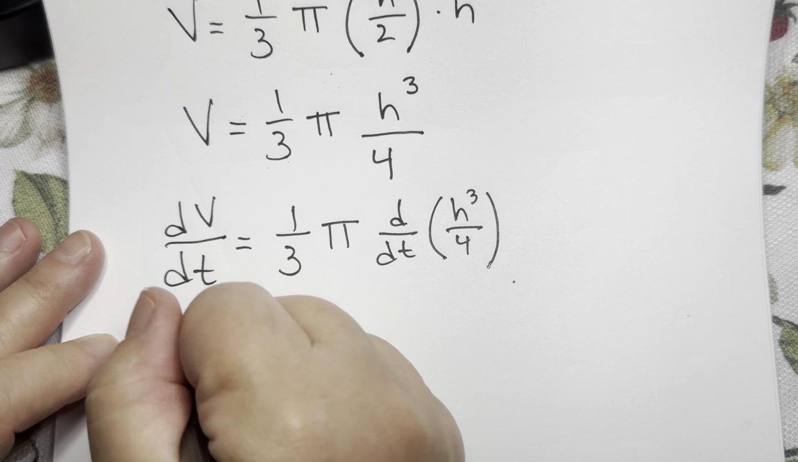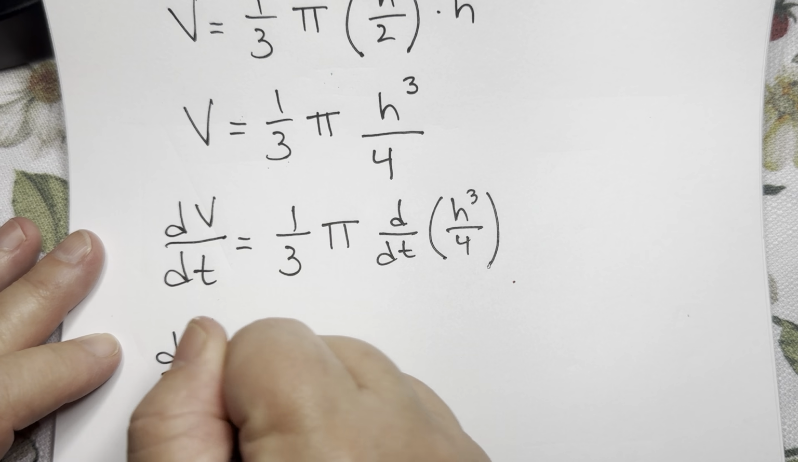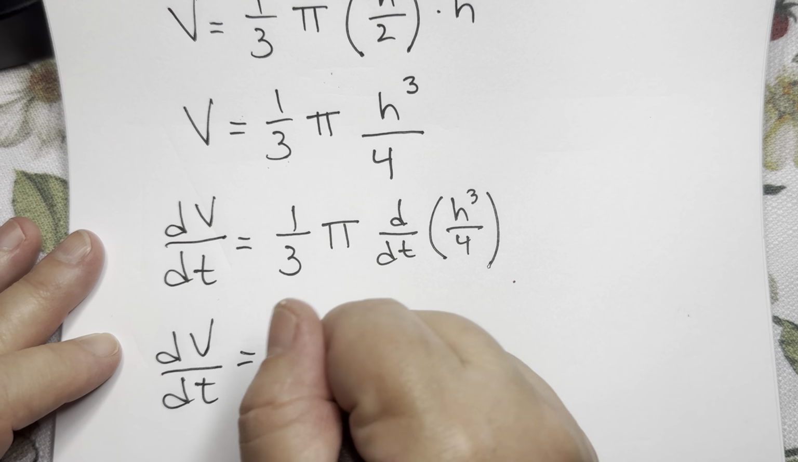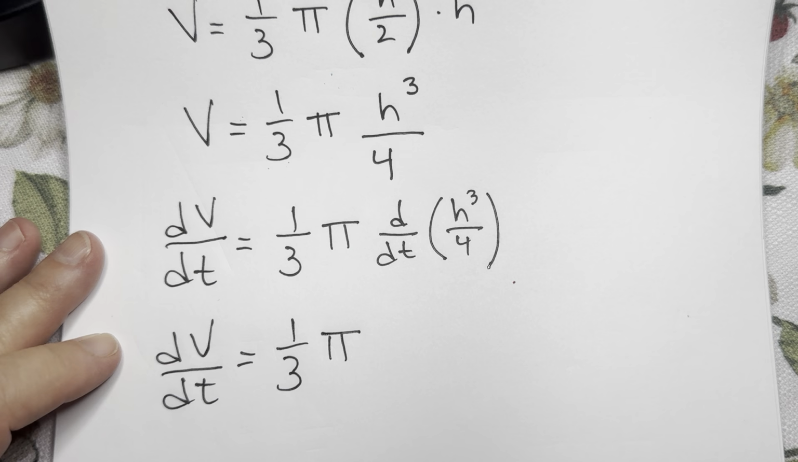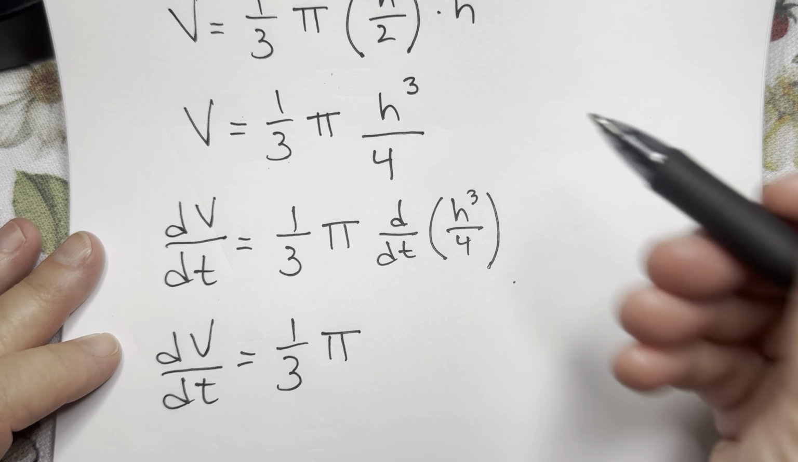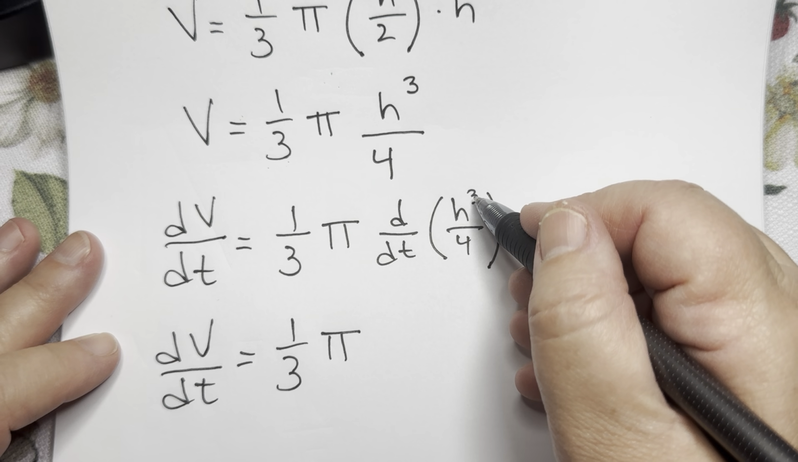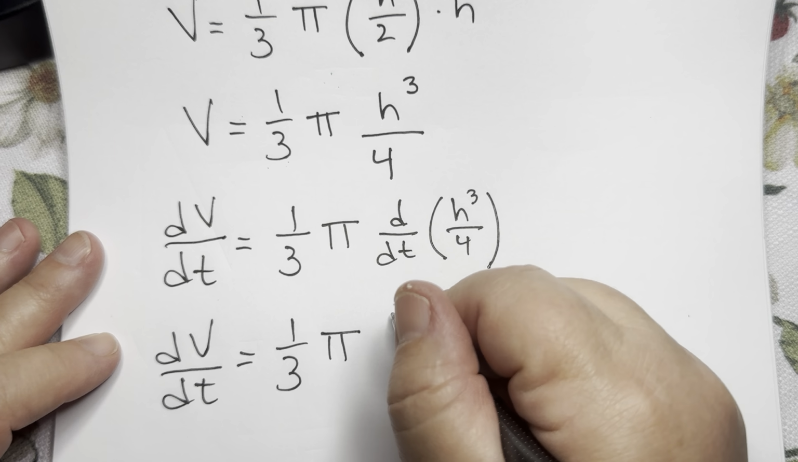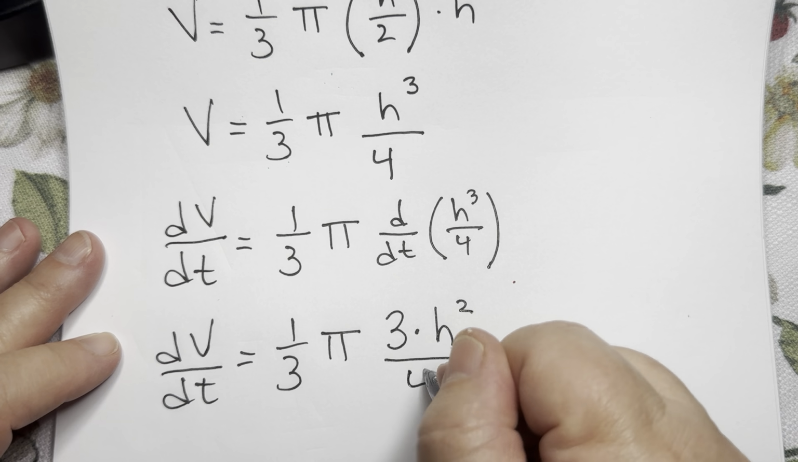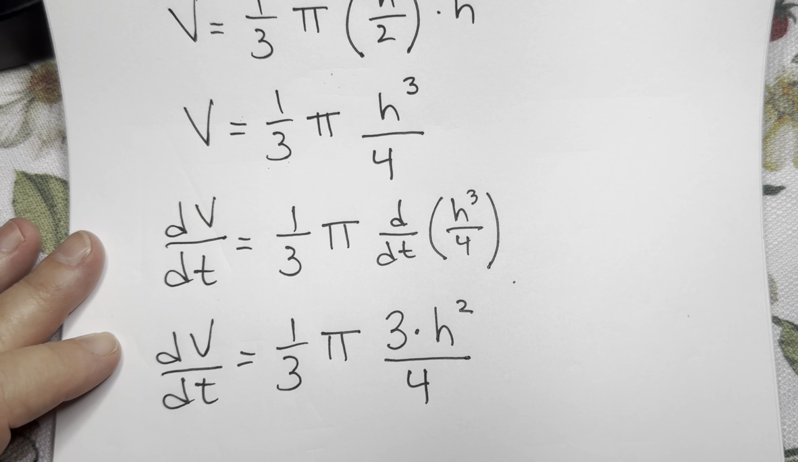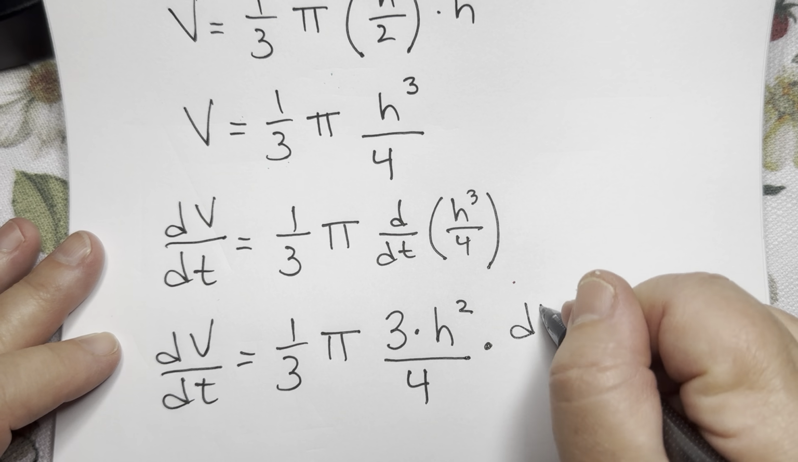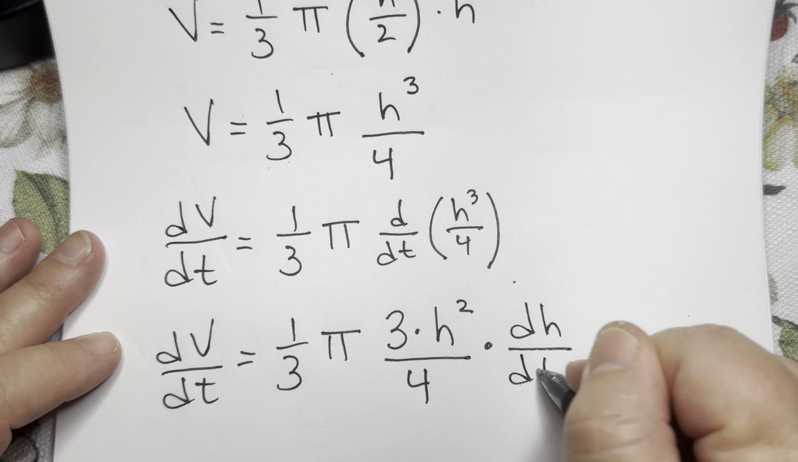Okay, so I've got dV/dt, how the volume is changing with respect to time, is 1/3 times pi. Now we're going to have to do some fun stuff. H cubed, the cube is going to come in front, so I've got 3 times h squared. Keep in mind, this is all over 4. The 4 just hangs out. It's just a number. And then I have to multiply, because I have to go to the inside and say whatever the derivative of h is with respect to t.